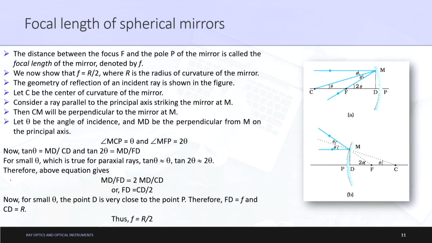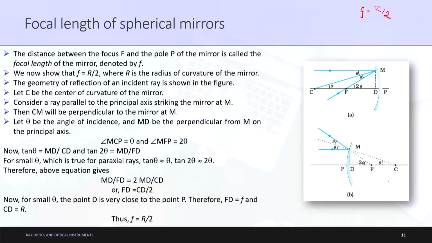Let us move on. Now, the theory or derivation part, in which you try to prove that f is equal to capital R by 2. What is the distance f? F is this portion here, and capital R is this portion here. We are just trying to prove that the focal length is half of the distance from the center of curvature to the pole of the mirror. So, let us try to derive this now. Very easy discussion, just based on the assumption that the rays are paraxial, and the derivation has been made.